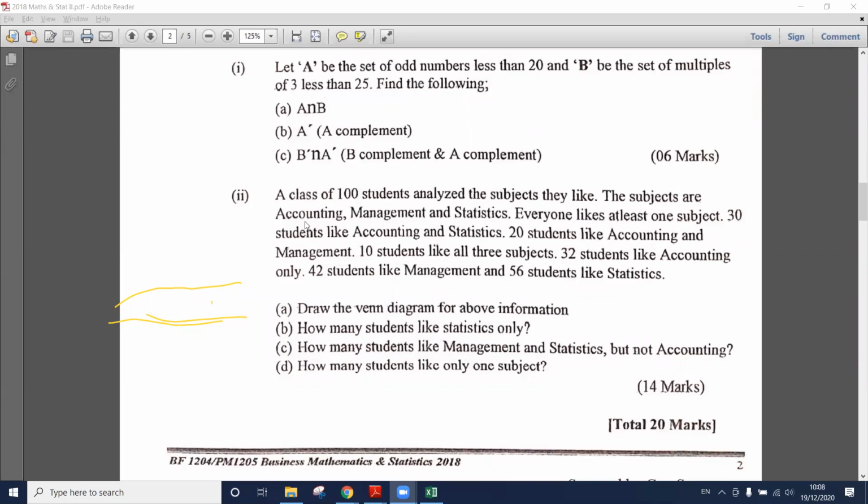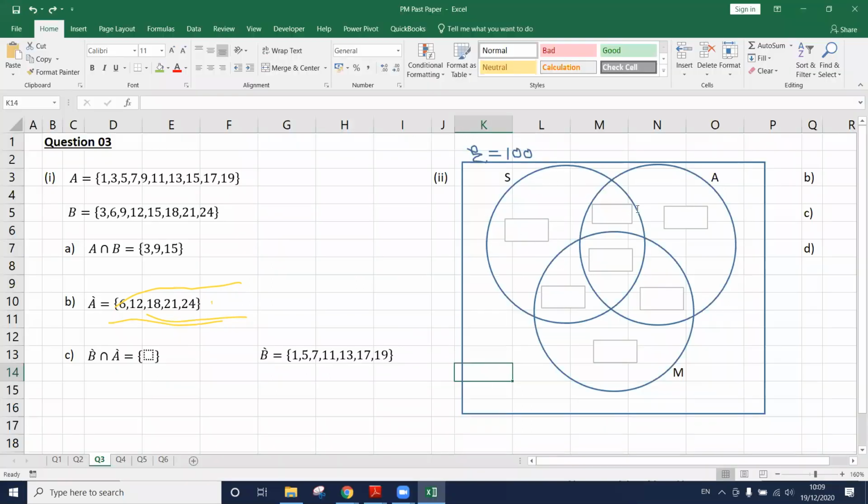The subjects are accounting, management, and statistics. Everyone likes at least one subject. Right? In the main sentence, everyone likes at least one subject. So all hundred students are somewhere in these values.